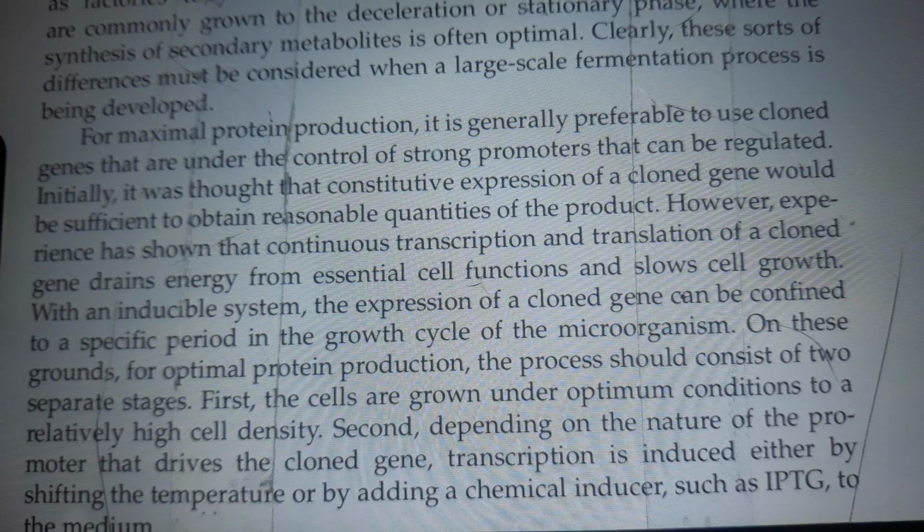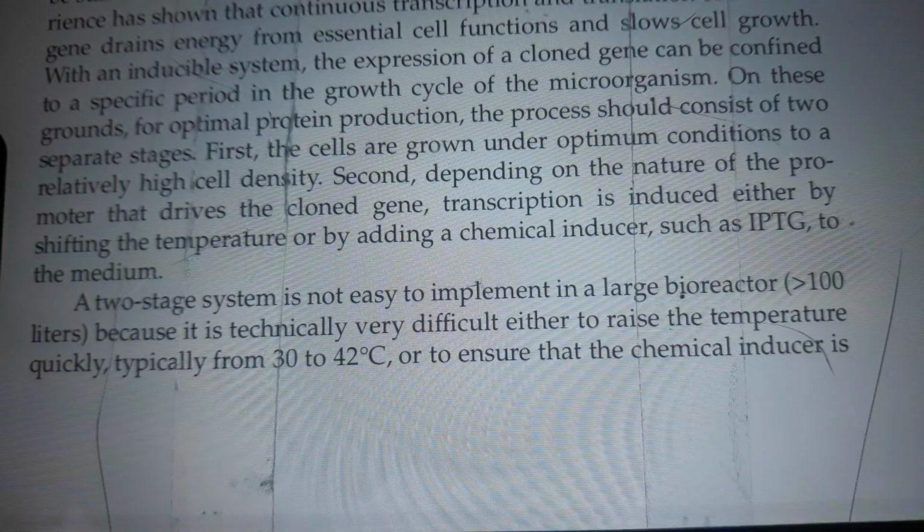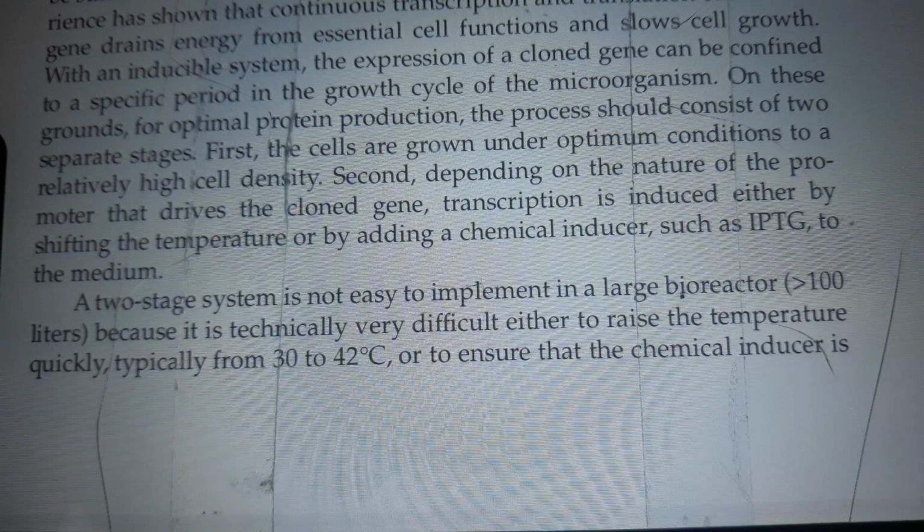With an inducible system, the expression of a cloned gene can be confined to a specific period in the growth cycle of the microorganism. On these grounds, for optimal protein production, the process should consist of two stages. First, growth to relatively high cell density. Second, depending on the nature of the promoter that drives the cloned gene, transcription is induced either by shifting the temperature or by adding a chemical inducer such as IPTG to the medium.